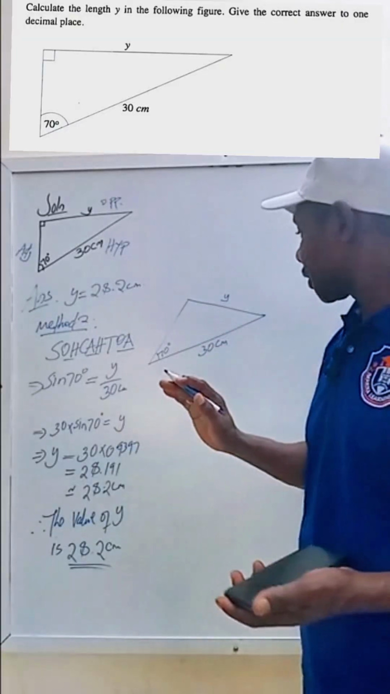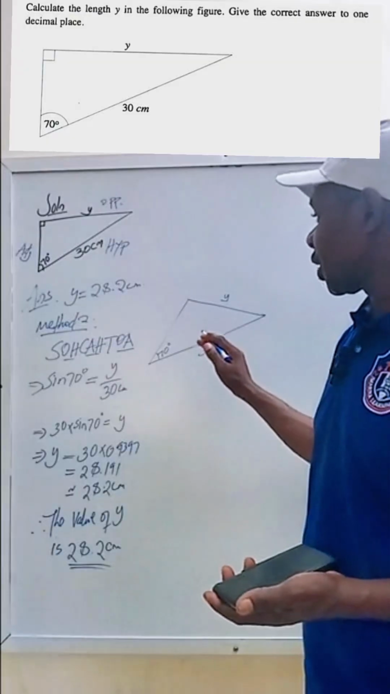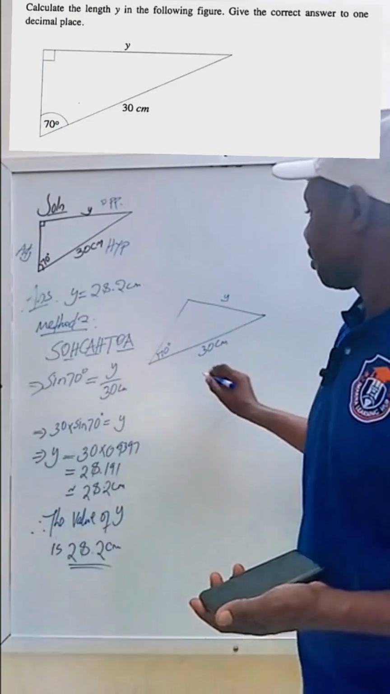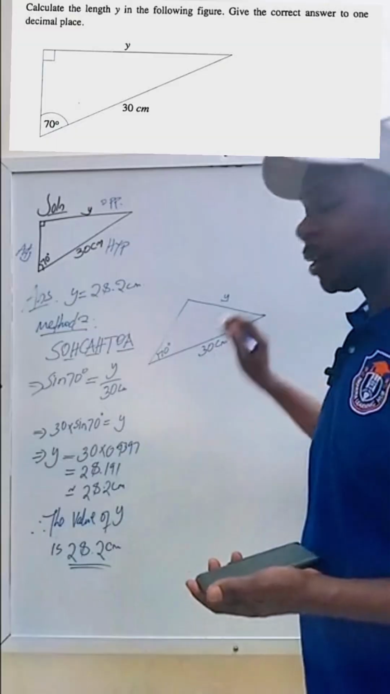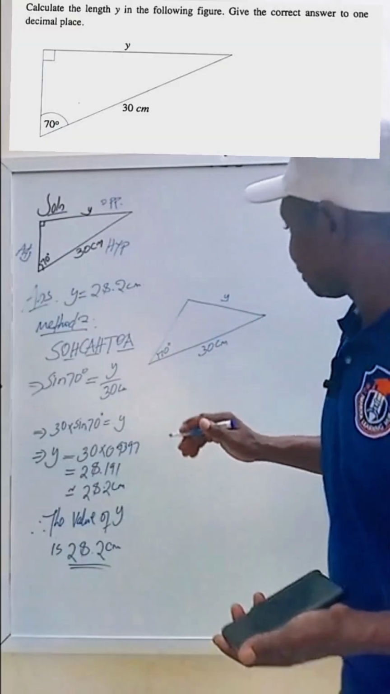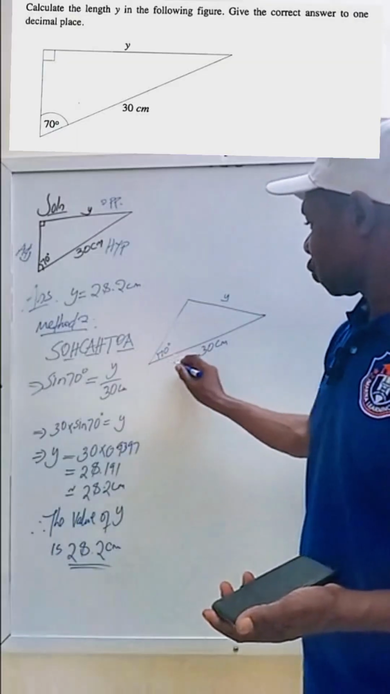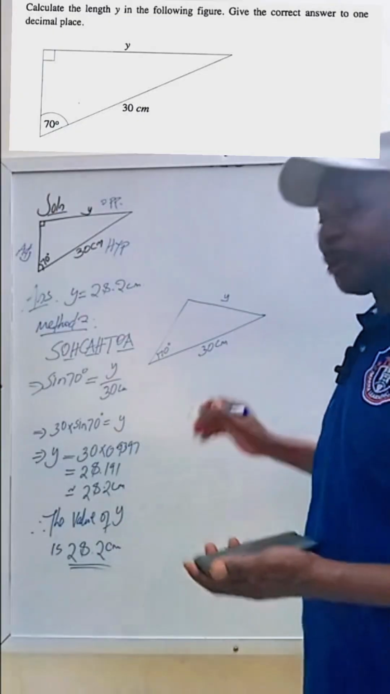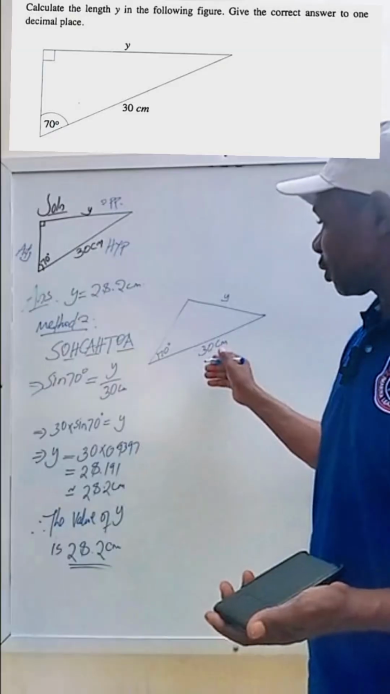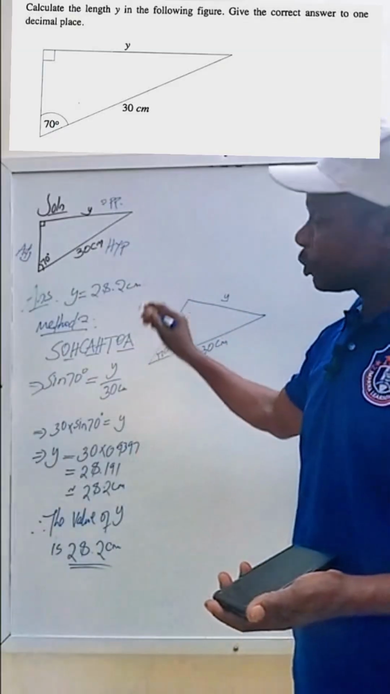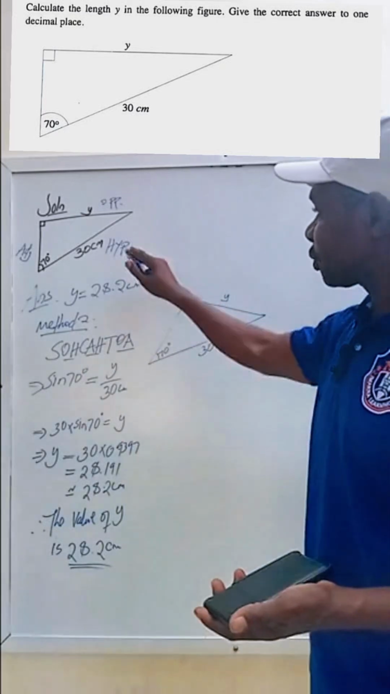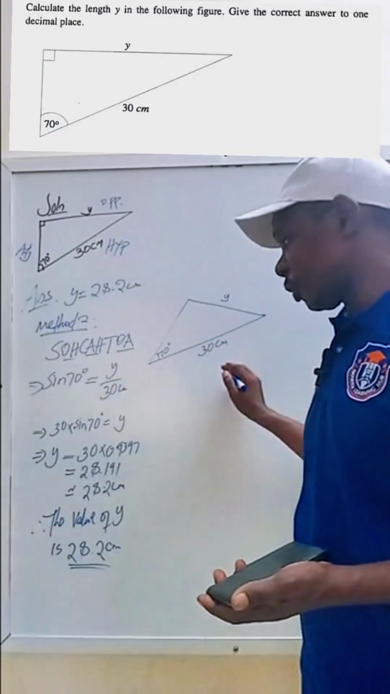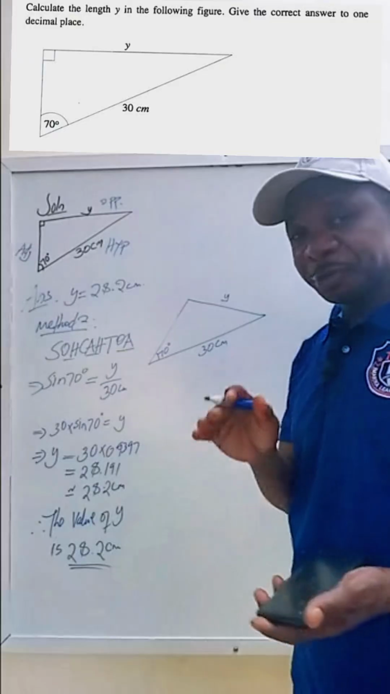It doesn't apply, unless you force it with extra information, maybe by putting the height somewhere there. It's a bit complicated, but you can assume that from here to here is x, then that side will be 30 minus x. The easiest way to do this question is by using the sine rule. So you realize that the sine rule applies to both situations, this right angled triangle as well as this one here. I think that's the explanation I can give you for today.